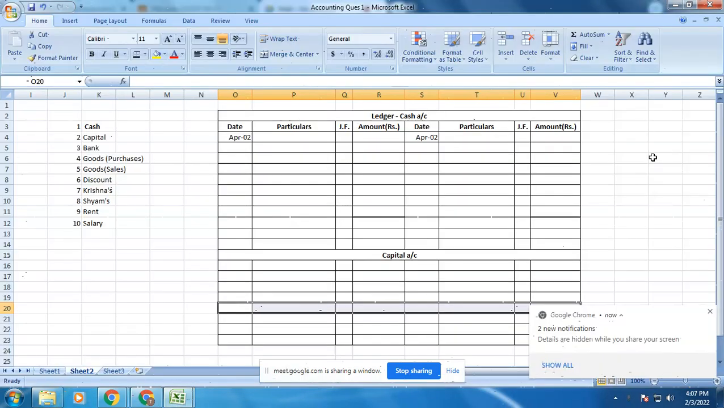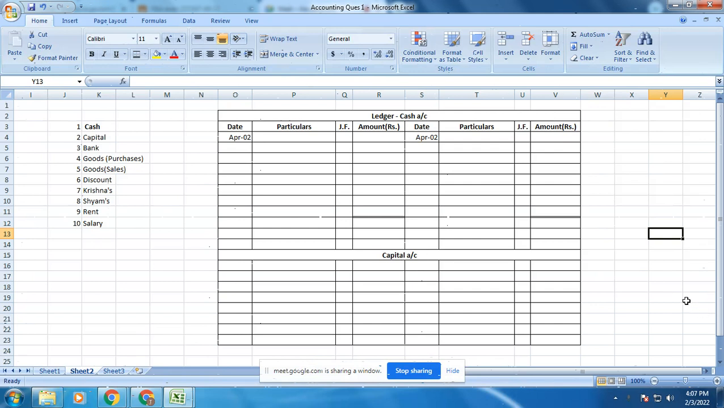Okay, so here we start. I've already made the format of the ledger here. Now look at the format carefully. In this case, we have two sides to an account. The left hand side is by default called the debit side, and the right hand side is called the credit side. Okay, so we have a repetition of the format on both the sides.